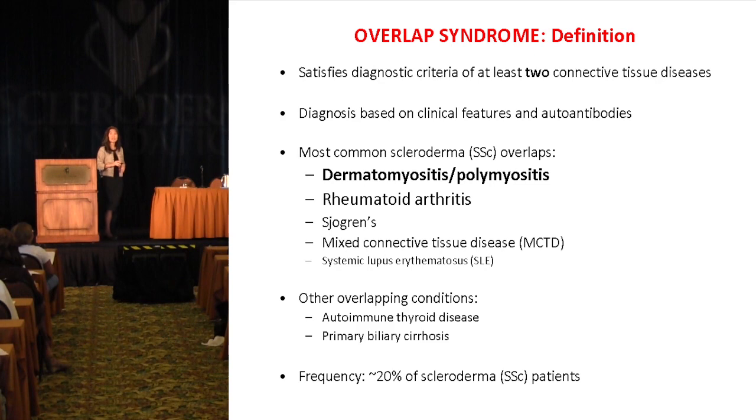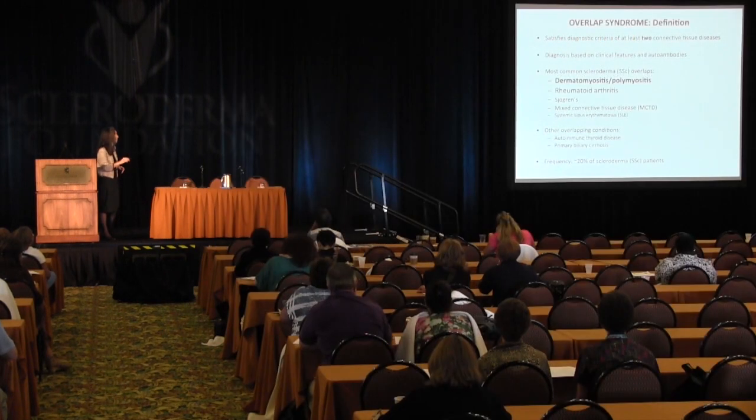There's also various other overlapping conditions that we can see. Thyroid disease is very commonly seen in a lot of our autoimmune diseases. Primary biliary cirrhosis is something I'm going to mention very briefly. And I'll mention that the frequency of overlaps is probably in about 20% of patients with scleroderma, but I'll be honest with you, I see elements of overlaps in probably more than that. So it's just a matter of being aware of this possibility.